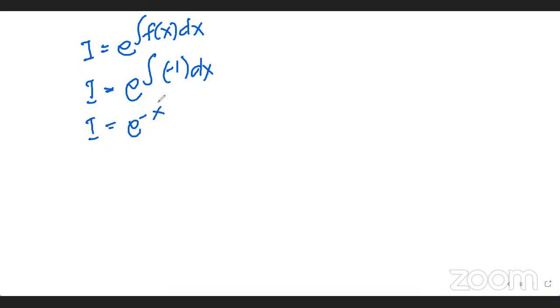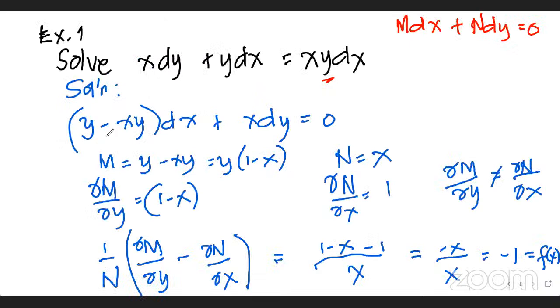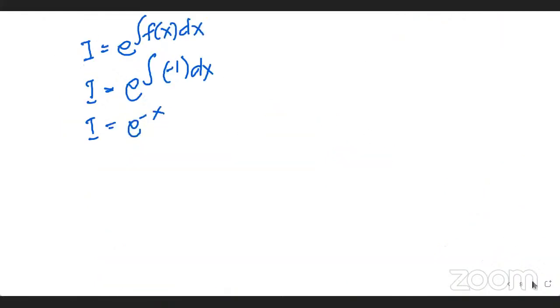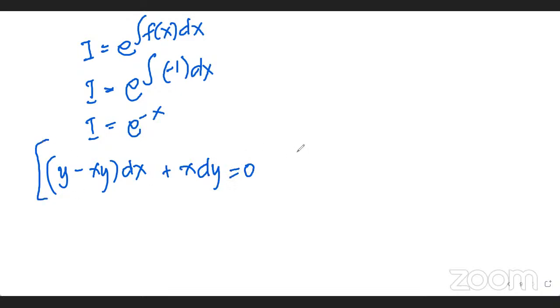Now we are going to utilize this to make the given equation an exact equation. So ano ba yung given natin? Ito na yung kopyahin lang natin yung nakaayos na. So y minus xy dx plus x dy equal to 0. Y minus xy times dx plus x dy equal to 0. We now multiply the entire equation by this integrating factor na e raised to negative x. And this will now become an exact equation.